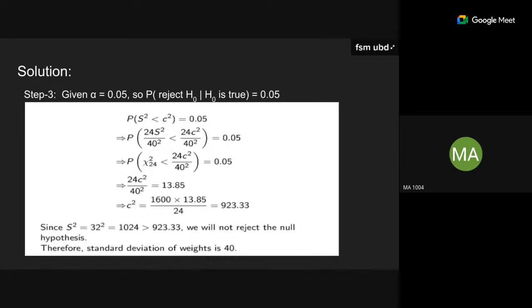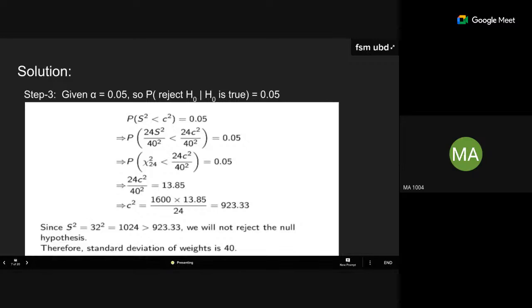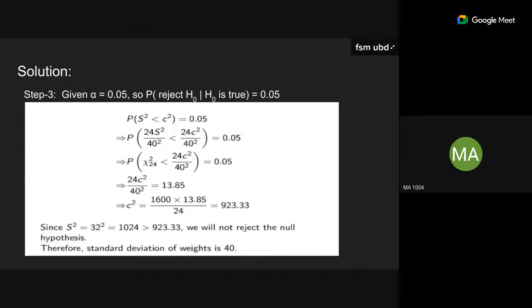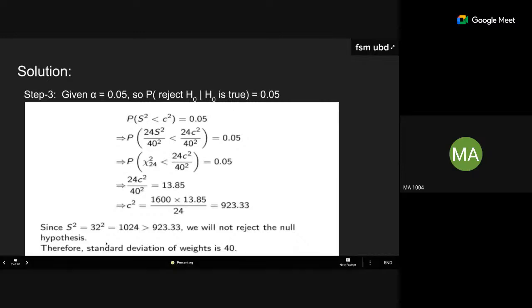And now how do we get this S square test statistic value? From the question, it is given that for the 25 samples, the standard deviation is 32. So the sample variance will be 32 square, which is 1024. Now you see, when you compare this S square with C square, 1024 is greater than 923.33.